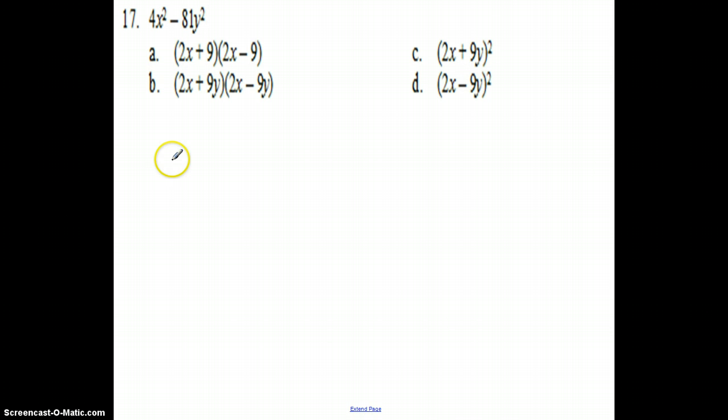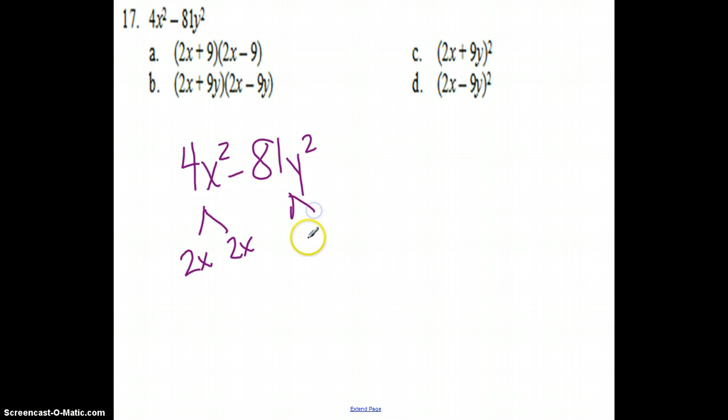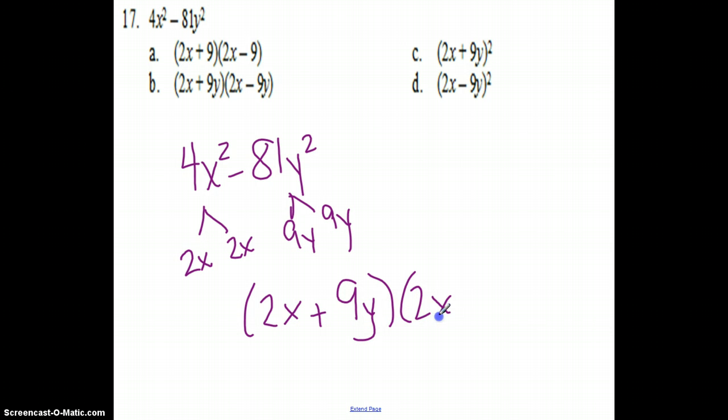Okay, on the next one. This is also one of those special case ones, and I can just tell. There's a minus, and I can tell they're perfect squares. So 4x squared would be 2x and 2x. 81y squared is going to be 9y and 9y. So when I set this up, one time through it's going to be add, and one time through it's going to be subtract. So that means if I were to look up here at my answers, my answer for this would have to be B.